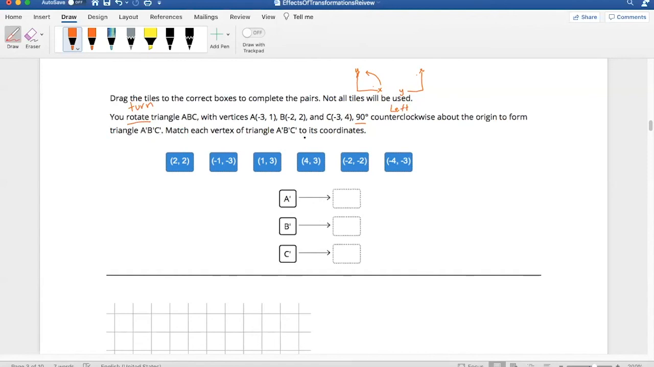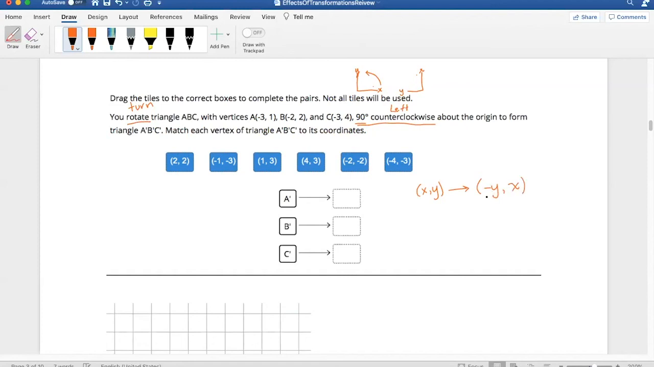We want to match the new vertices of our coordinates. So you can graph this out. And I also find it helpful to Google and look up the rule for this. So if I Google 90-degree counterclockwise rotation rule, you will find it tells you that if I have a point (x, y), after I do that rotation, it's going to end up (-y, x).